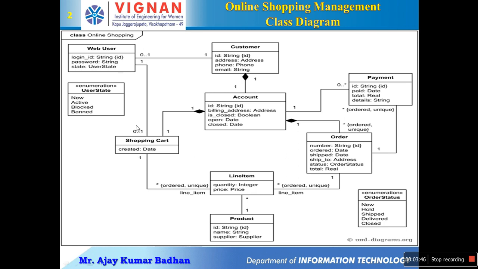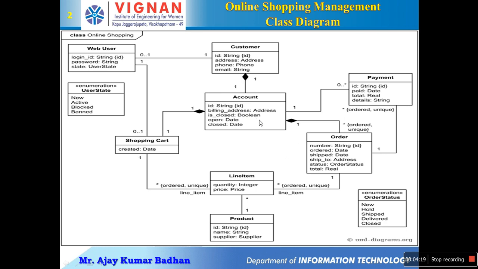Then we are followed by account, shopping cart, line item, product, order, and order status. Looking at account, each user will have a single account, so it will have some information represented here, almost the same as the customer. For example ID, so every account will have its own ID, and a billing address where it has to be billed. Is closed is used to determine whether that particular account is active or inactive. If it is closed, it is deleted. So that's represented as boolean.